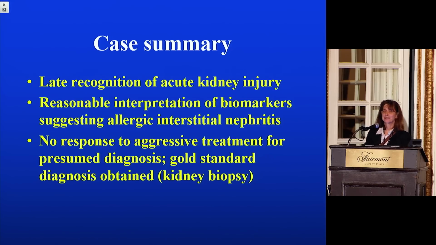The cell casts, well, they certainly do suggest AIN, but cell casts have been seen with ATN. We don't have a super good biomarker, I suppose, for AIN yet. And the sine qua non is that he really didn't respond to treatment, and you needed the gold standard, which was a kidney biopsy.